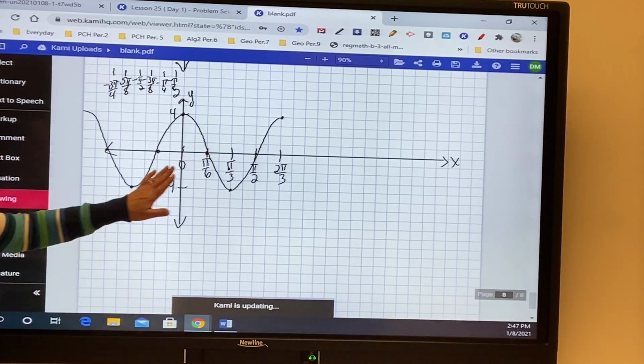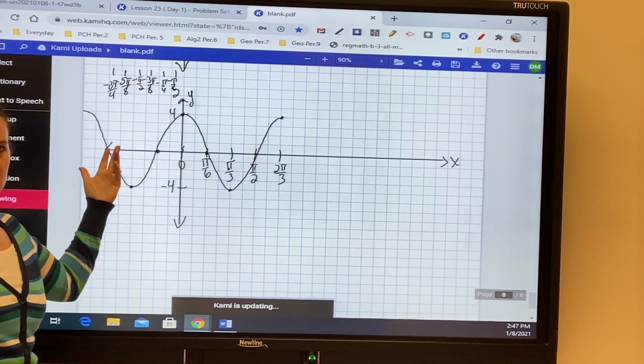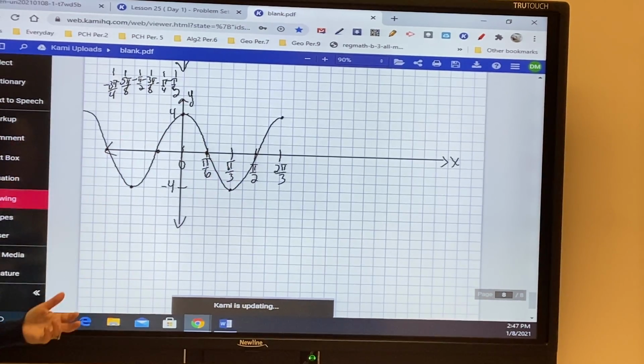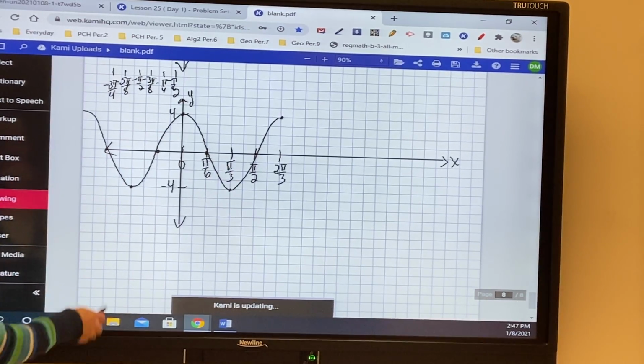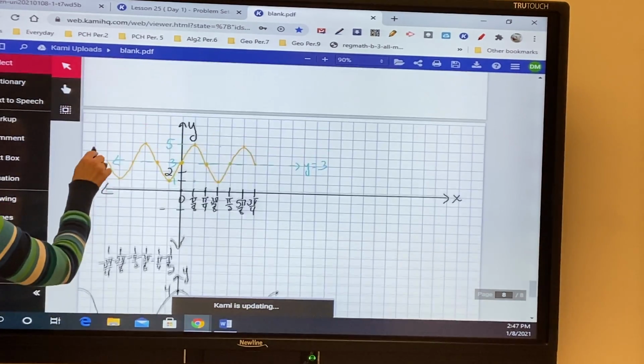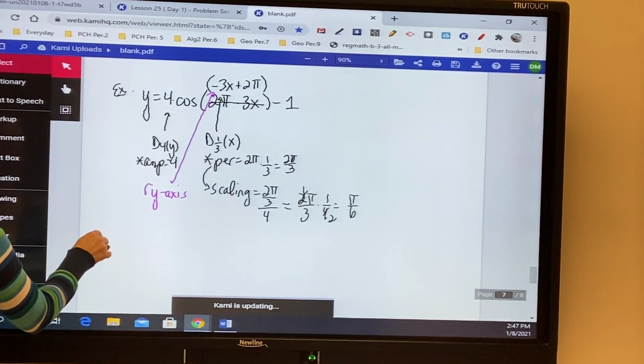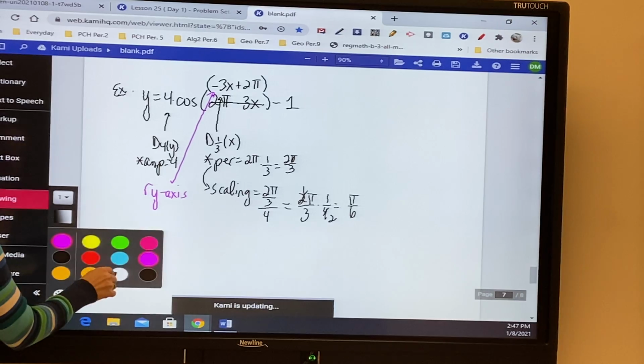So if I reflect over the y-axis, it doesn't look any different. So there's no point in doing that, right? I mean, the graph isn't gonna look any different, so just leave that, okay? Then we go to our translations.